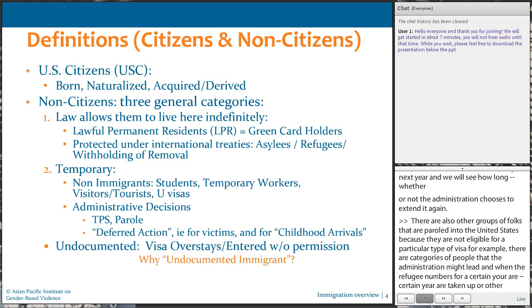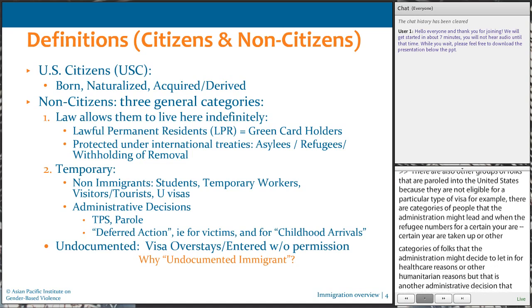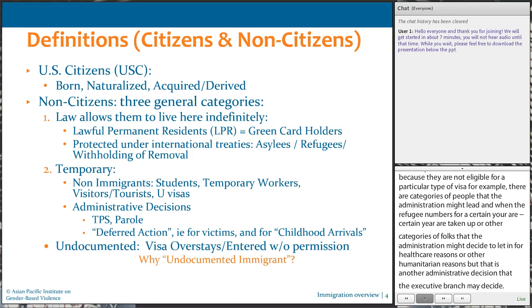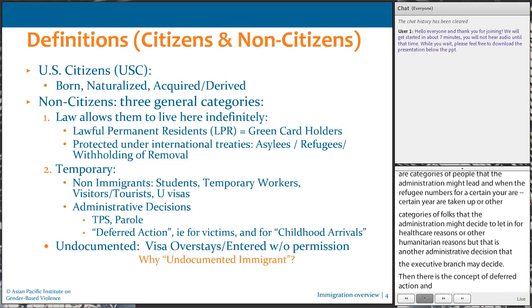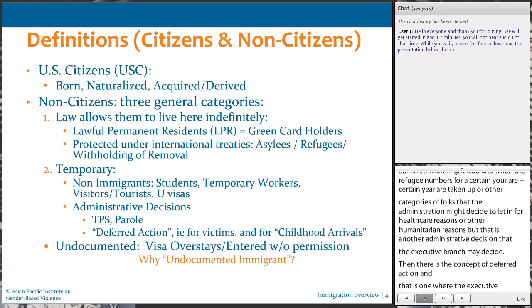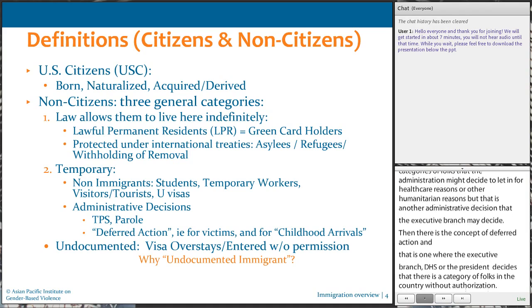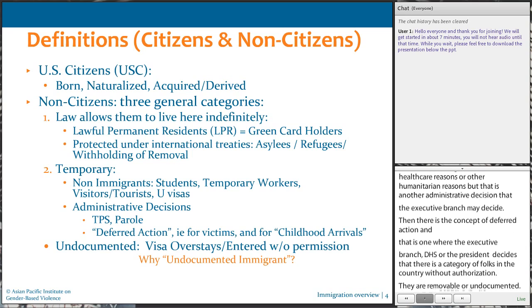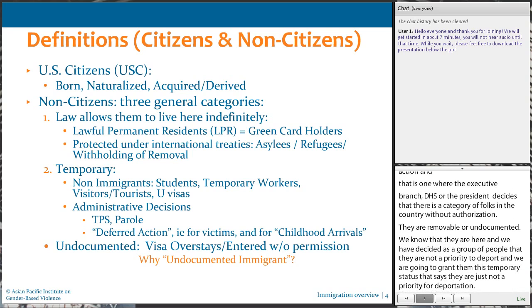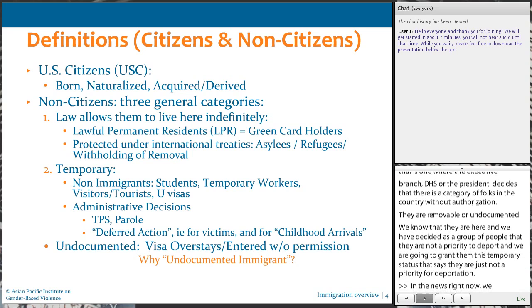And then there's this concept of deferred action, and that is one where the executive branch, the DHS or the president, decides that there's a category of folks that are in the country without authorization. They are removable or they're undocumented, but we know that they're here, and we've decided as a group of people that they're not a priority to deport, and so we're going to grant them this temporary status that says they're just not a priority for deportation. And so in the news right now, we've heard about the DACA program, otherwise known as Deferred Action for Childhood Arrivals, and that is several 100,000 people that have this status.